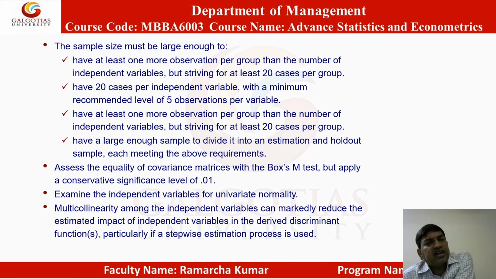Examine the independent variables for univariate normality. Multicollinearity among independent variables can markedly reduce the estimated impact of independent variables in the derived discriminant function, particularly if a stepwise estimation process is used.